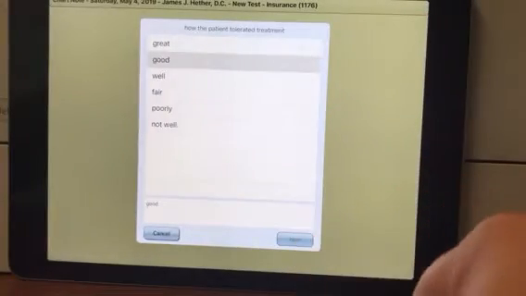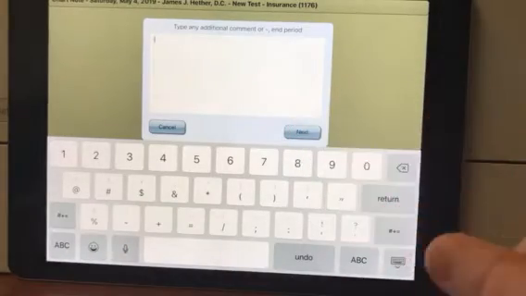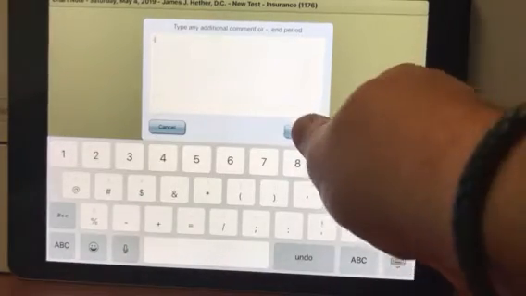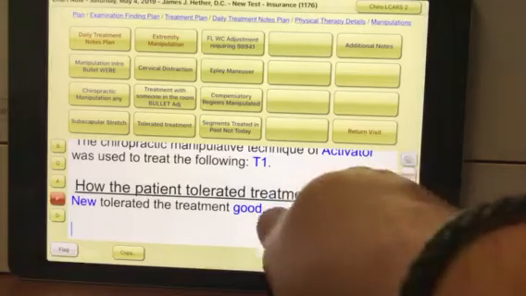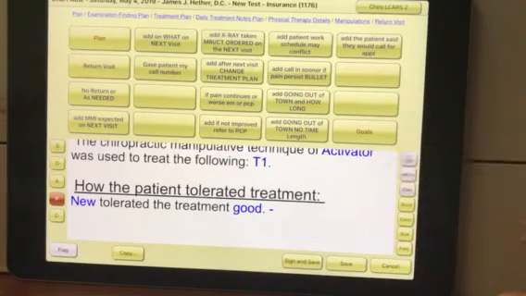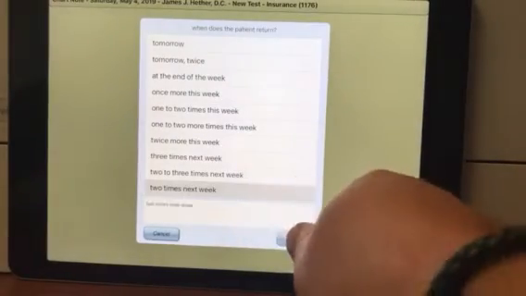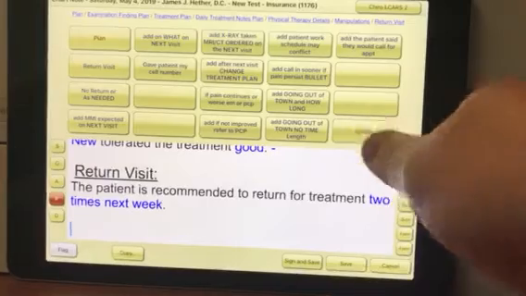And I'm going to put a dash on this right here. This way, if the next time I go to see him after the treatment I wanted to add something, I have that ability just to hit that dash and then add another comment to it. I want to see the patient back twice next week, so the return visit is going to say 2 times next week. And then from there, we're going to go right over our goals.